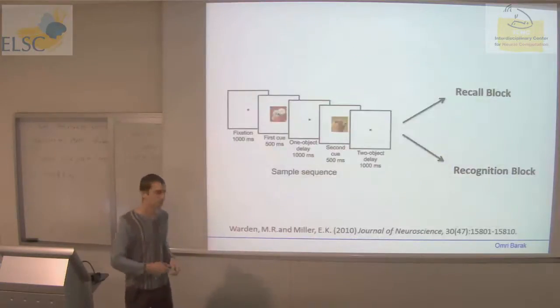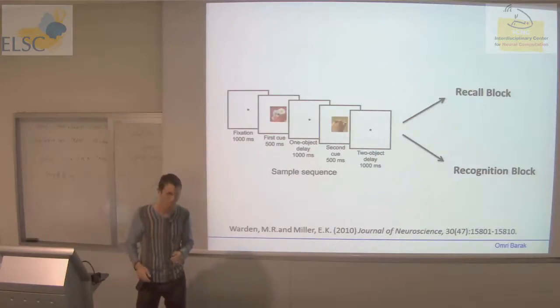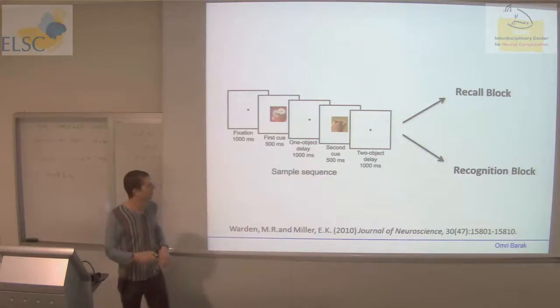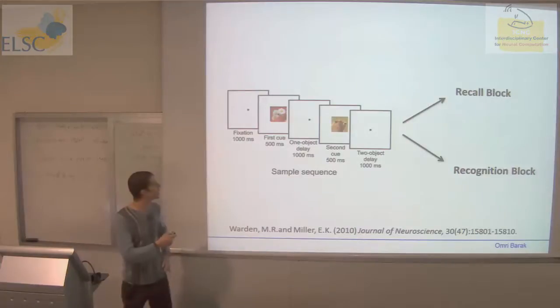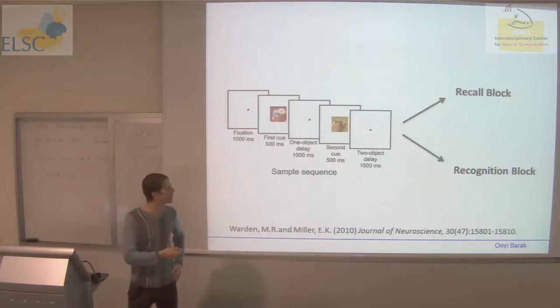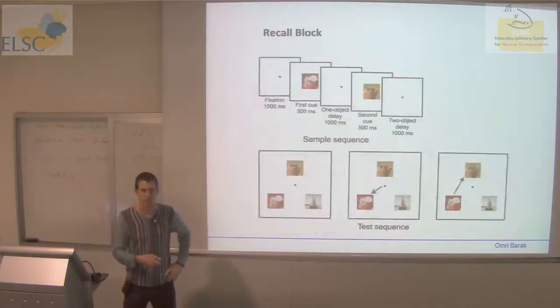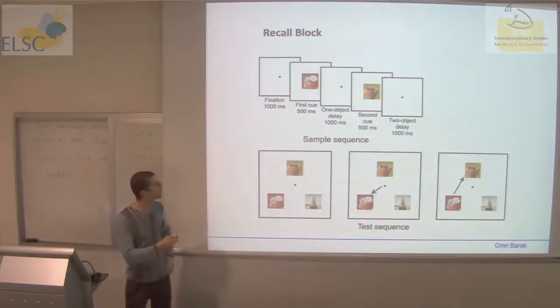To do that, I will use data from the laboratory of Earl Miller at MIT, where monkeys were trained on a sequence memory task. In this task, there is a sample sequence of two images, and on different blocks it is tested in different manners, a recall and a recognition block. In the recall block, following the sample sequence, 3 images are displayed, and the monkey has to saccade in the order of the sample sequence. This is the recall block.